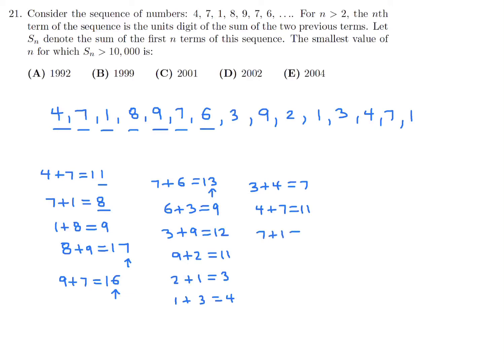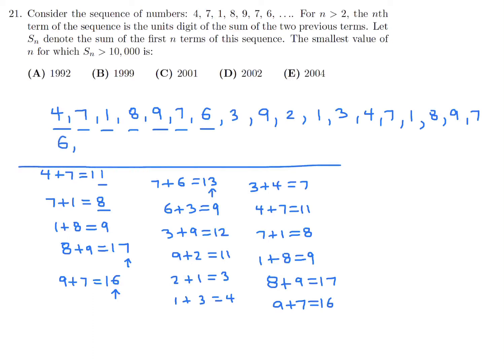7 plus 1 is 8. That gives me a units digit of 8. 1 plus 8 is 9. So that's a 9. 8 plus 9 is 17. So that gives me a 7. 9 plus 7 is 16. So that gives me a 6. I'm just continuing here. I ran out of space. Let's just keep going here. 7 plus 6 is 13. So that gives me a 3.